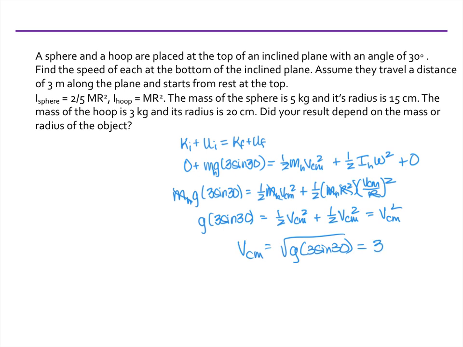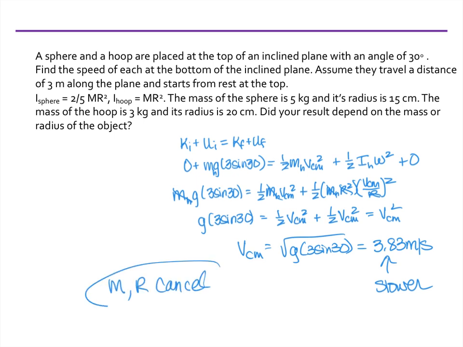And I get 3.83 meters per second. This is a lot slower, which we expected because it had a higher moment of inertia. And once again, the mass and the radius cancel, so it does not depend on the mass or the radius of the object. It doesn't actually matter. It only matters that there was a sphere and a hoop.